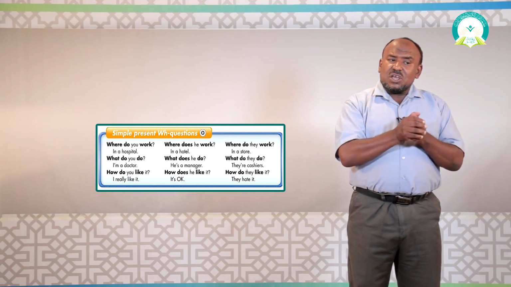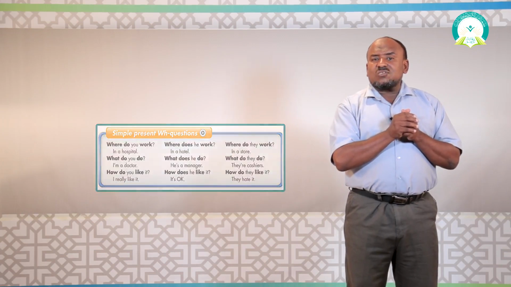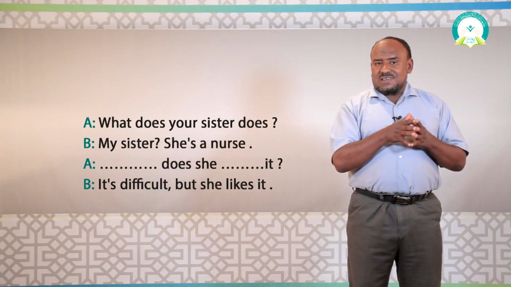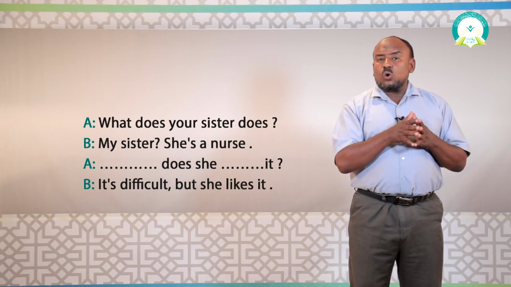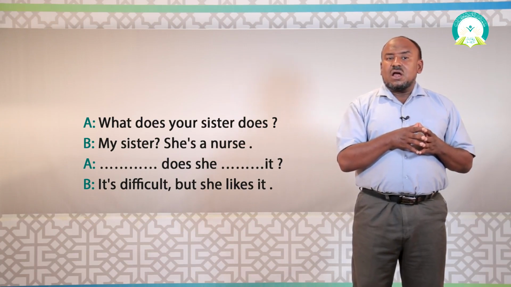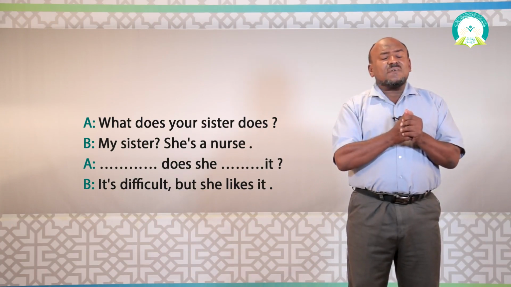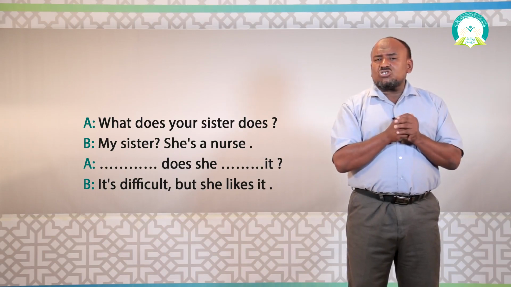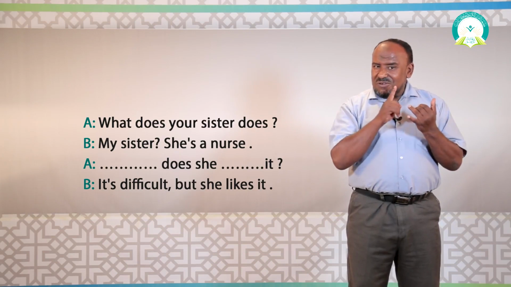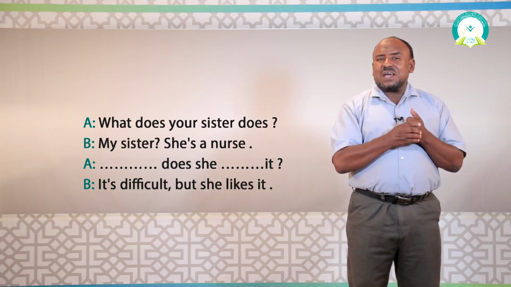Okay, now let's move to the next activity, which is the exercises. التمارين. Complete the conversation, then practice with a partner. Here, complete the question either by choosing the WH word or do or does. Number one, what does your sister do? ماذا تفعل أختك؟ She's a nurse. Then, ___ does she like it? قال لك هنا الجواب: it's difficult, but she loves it. إنه صعب لكنها تحبه. إيش بيكون عندنا سؤال هنا؟ أيوة, how does she like it? It's difficult, but she loves it.